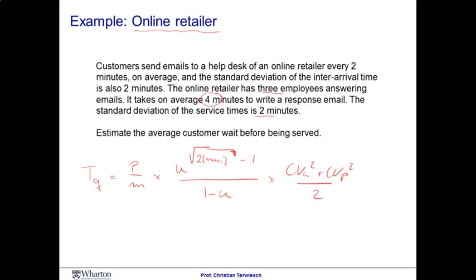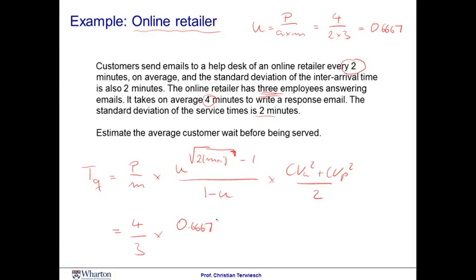Alright, now let's look at the ingredients here to the question. We have a fairly obvious P equals 4 minutes. We have 3 employees, so M equals 3. The utilization, as I said before, we're going to compute as flow rate divided by the capacity, which we said equates to P divided by A times M. So P is 4, A is 2, the emails come in every 2 minutes, times 3 employees, so that is 66%.